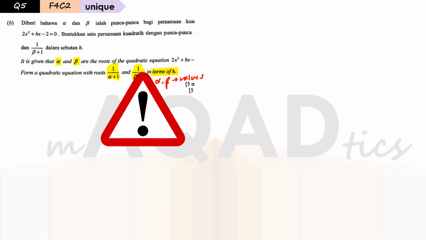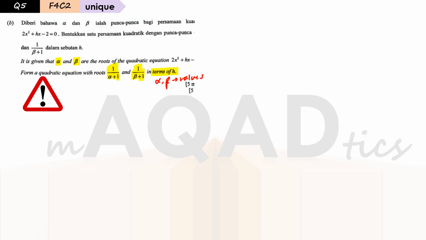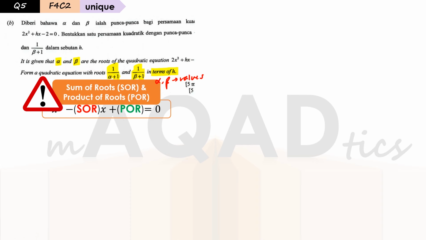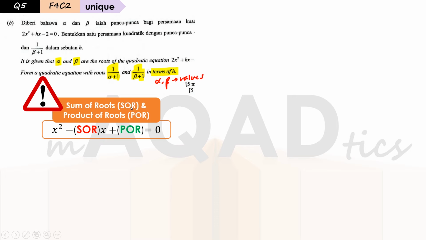We need to recall the things that we have learned in this chapter. One of the things that we have learned is the SOR and the POR. SOR is sum of roots, POR is product of roots. Sum of roots is the value when we sum up these two values, and the product of roots is the value if we multiply these two values. So once we have the SOR and the POR, then we can form an equation according to here: x squared minus the SOR multiplied with x plus the POR equals 0.